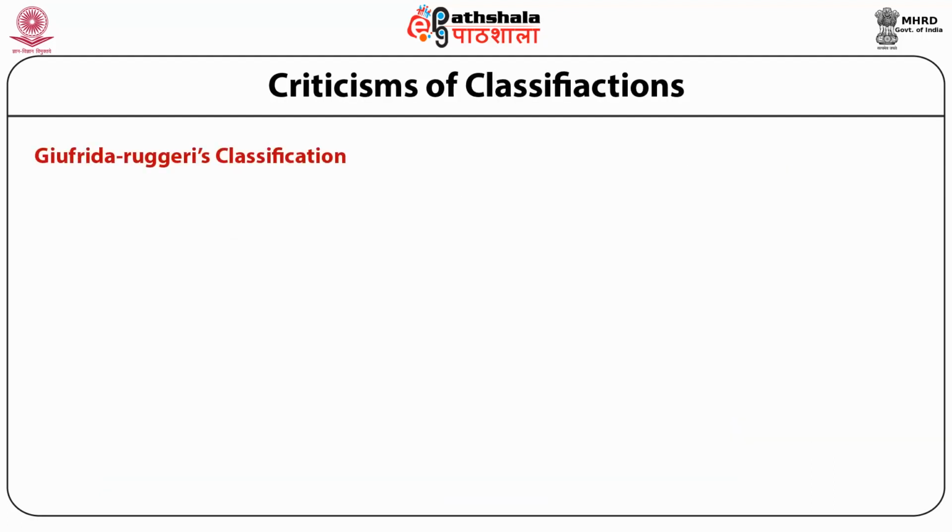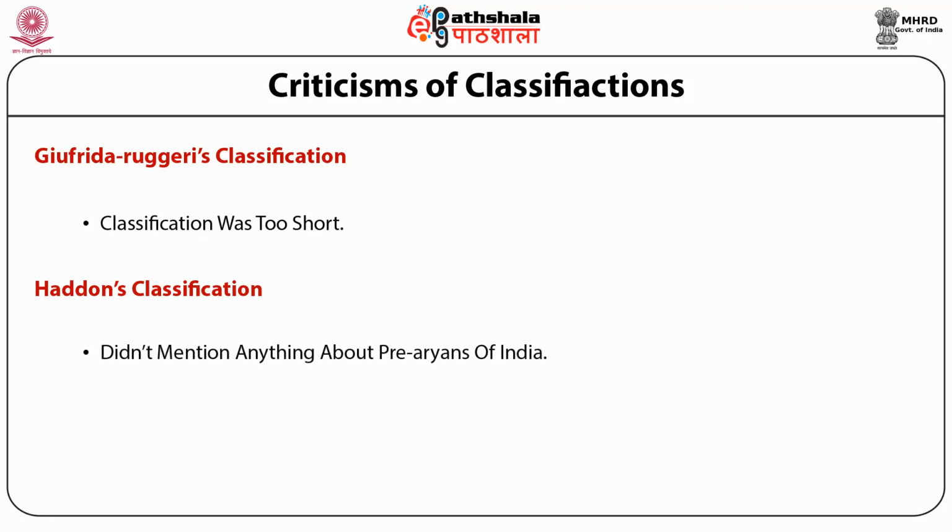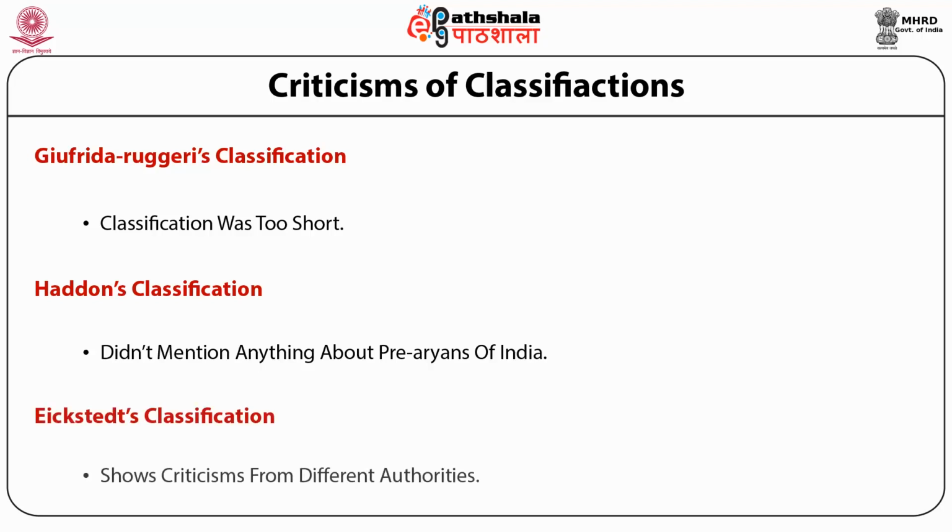Guiffrida-Ruggeri's classification was too short. In Haddon's classification, he did not mention anything about pre-Aryans of India, whereas Eickstedt's classification shows criticism from different authorities, but it shows a great scope and it can be made more convincing by B.S. Guha's classification.